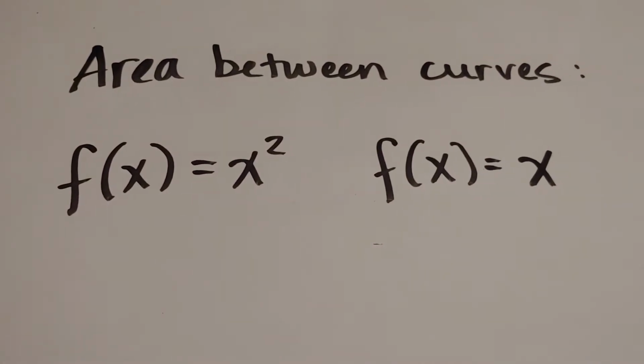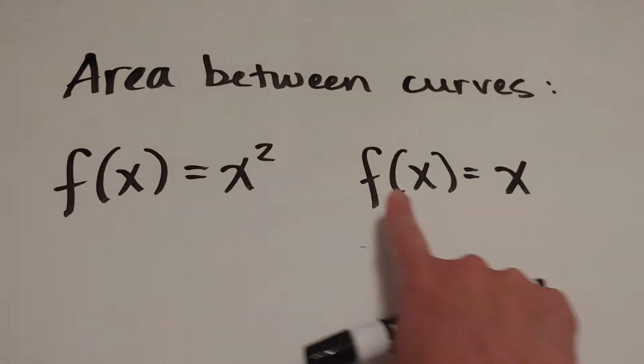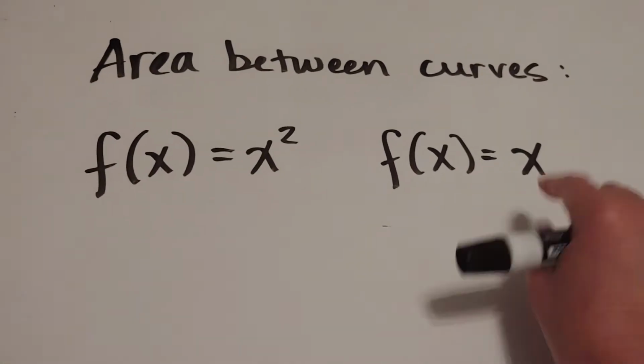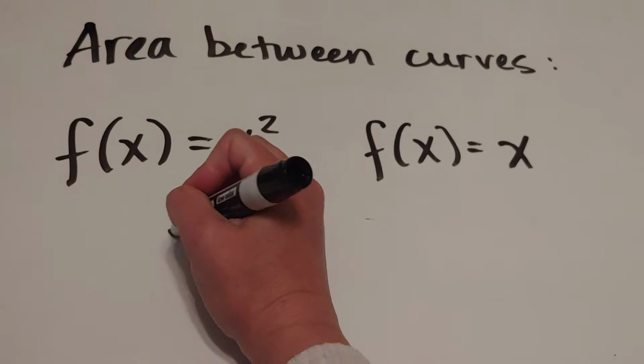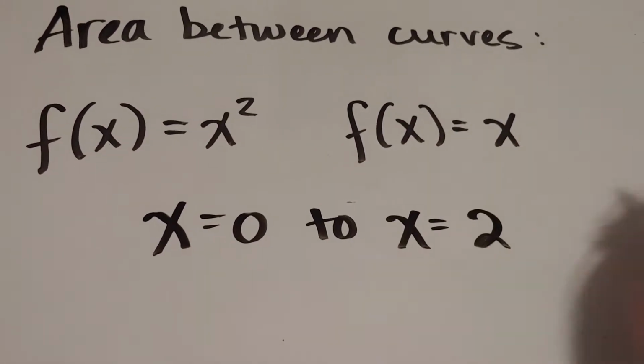All right, in this section, we want to look at the area between curves. So I have f of x equals x squared and f of x equals x. And I want to know the area between these curves from x is 0 to x is 2.